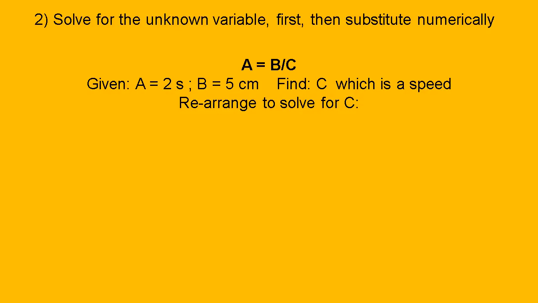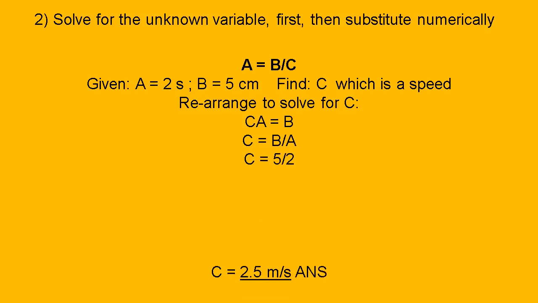But before we substitute numbers, we rearrange the formula and solve it for C, in which case, taking it in single steps, CA equals B, or C equals B over A, and then we substitute the numbers, C equals 5 over 2, or C equals 2.5, and then we add the units, meters per second for speed, and then we mark the answer.